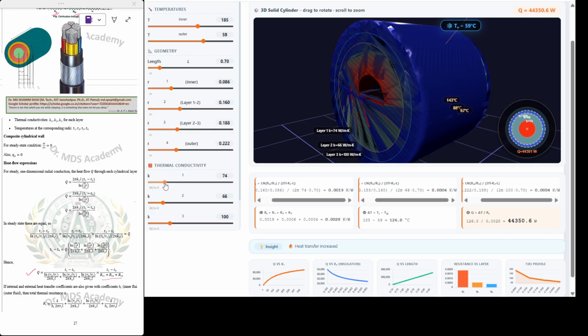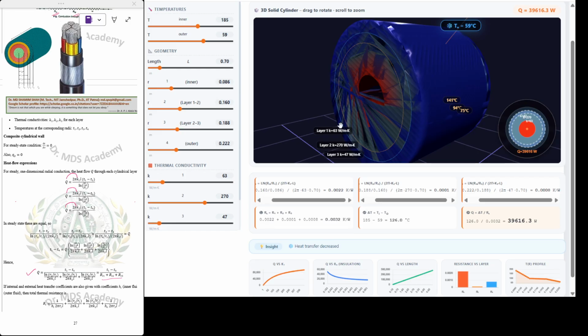K1 is the thermal conductivity. When you are decreasing or varying the K1 value, what is happening? Q is decreasing. Why? Because it is directly proportional. As you know, Q is directly proportional to K1, K2, K3. So the more the K value, the more Q you will be getting; the less the K, the lesser will be the Q.